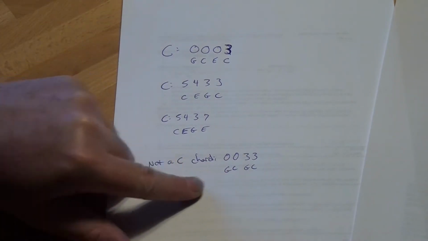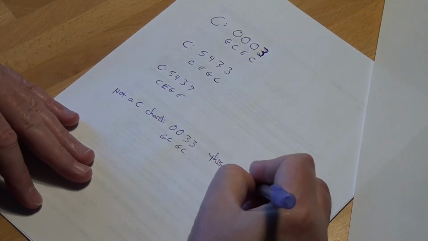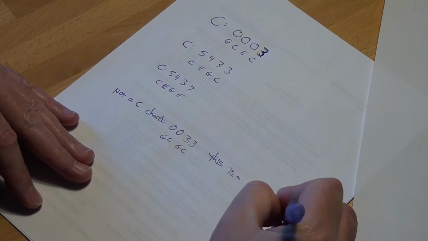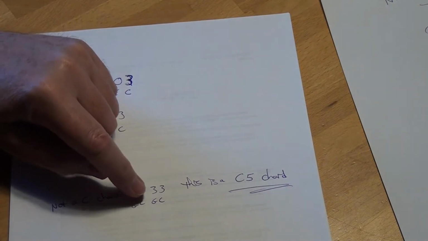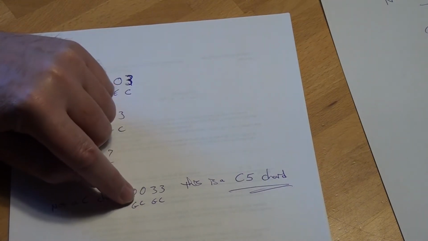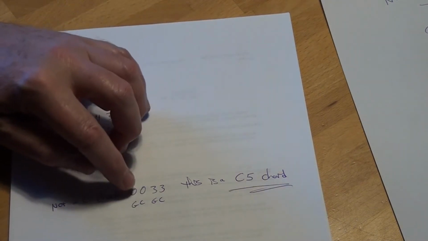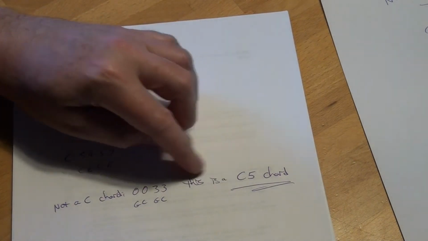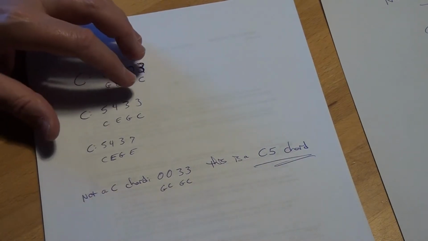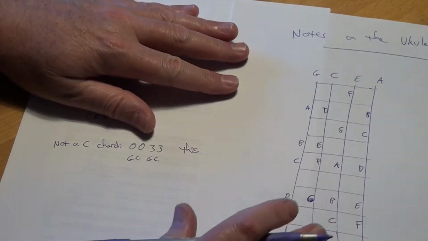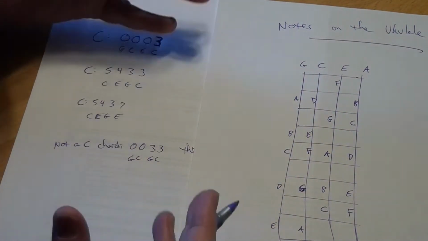So this actually spells out a C5 chord. It's called a C5 because you're playing just the C and then the G, which is an interval of a 5th in music terms. So all you're playing here is a C5. It is not a C chord. It is not a C major chord.